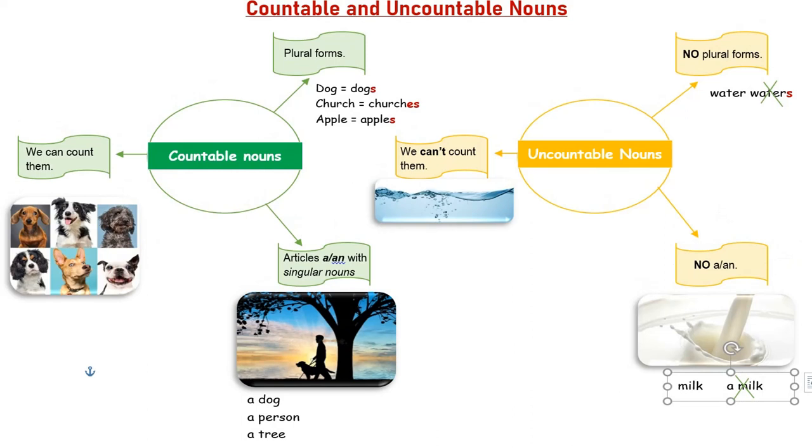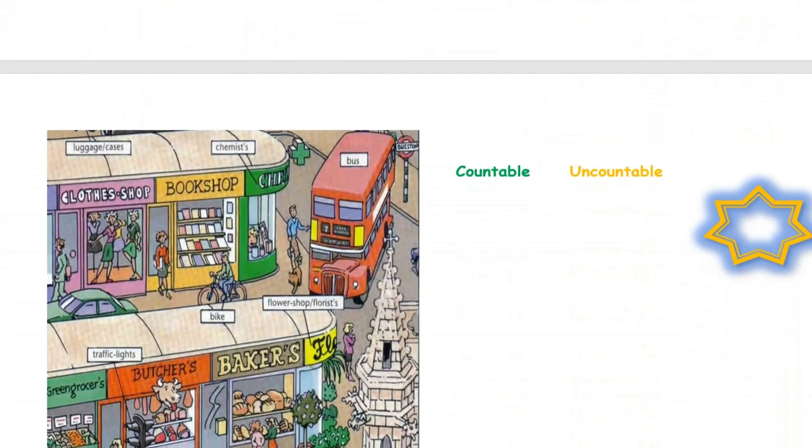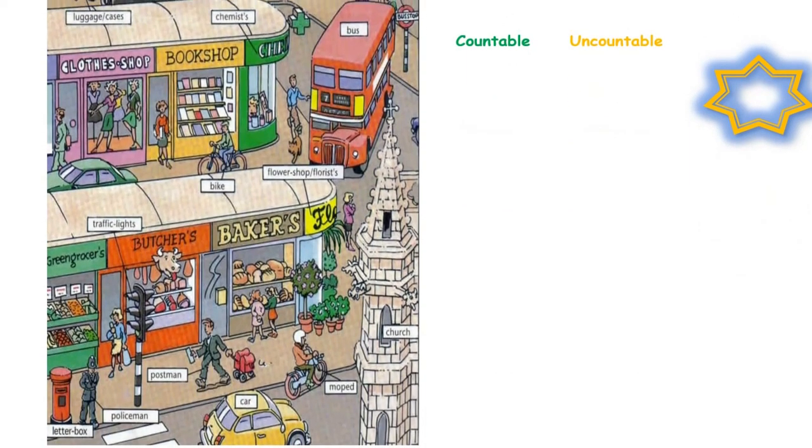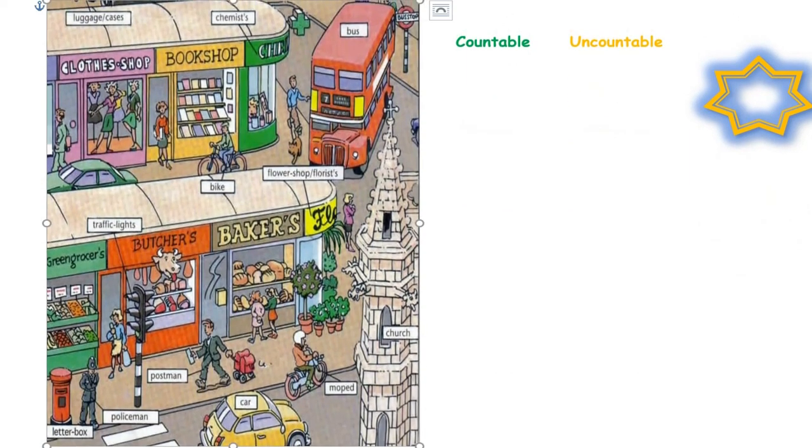Now, let's practice. I'm going to show you a picture here. Okay, look at this picture. And in your notebooks, I want you to make a list of countable and uncountable nouns. So please pause the video and then start writing down all the countables and uncountables that you can think of or that you spot on the picture. Okay? And I will give you some of the answers.